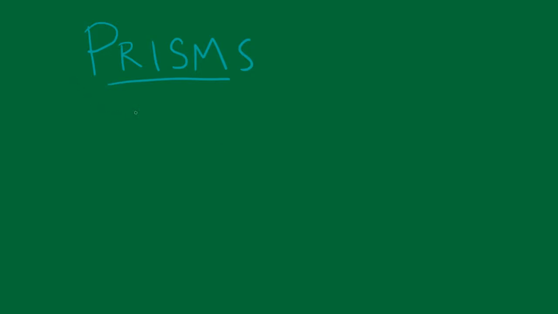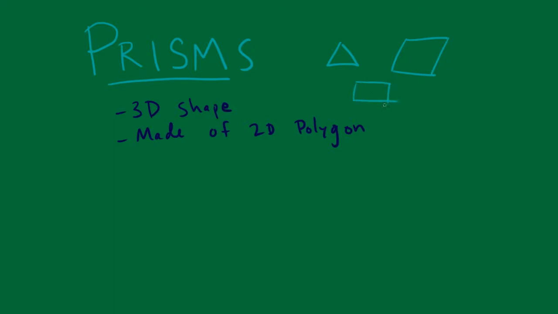So, a prism is a 3D shape, and it is a 3D shape which is made of 2D polygons. If you don't remember what a polygon is, it's any kind of shape that is two-dimensional, and each side is a straight line segment. So these are all examples of polygons.